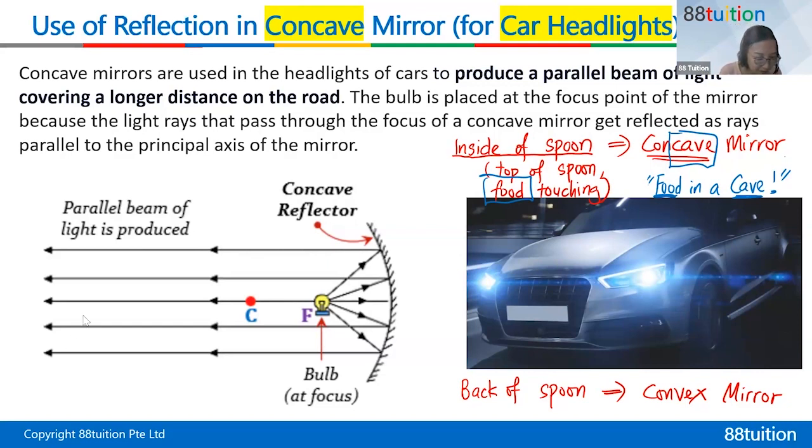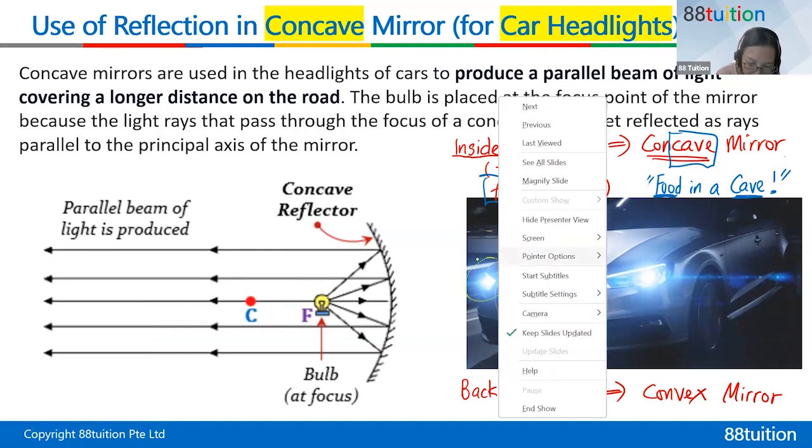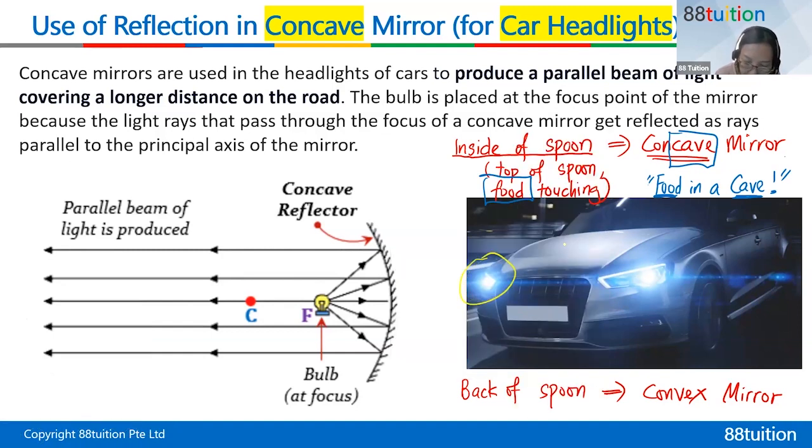All right, so back to here. Let me write here so that you don't get confused. This part of the mirror is the concave mirror. Because I have a convex mirror below, I don't want you to get confused. The concave mirror is the inside of a spoon where it touches the food. The convex mirror is the back of the spoon. So imagine this is the inside of a spoon where you put your food.